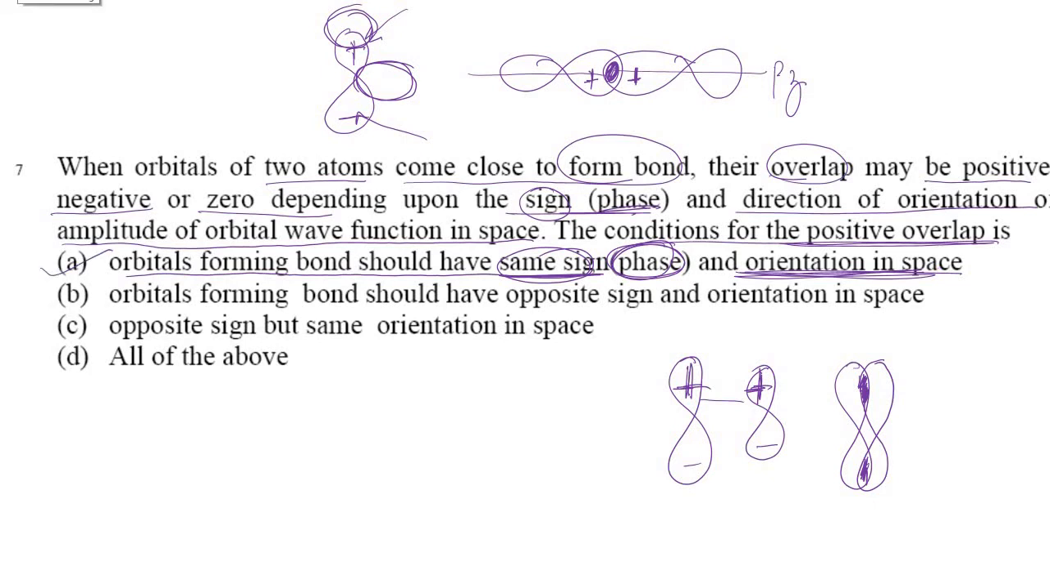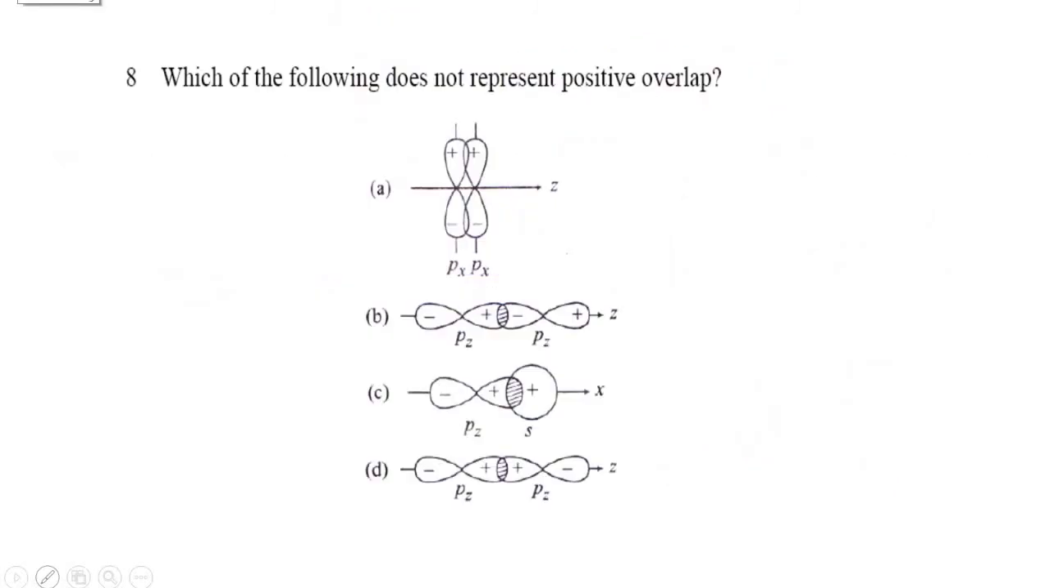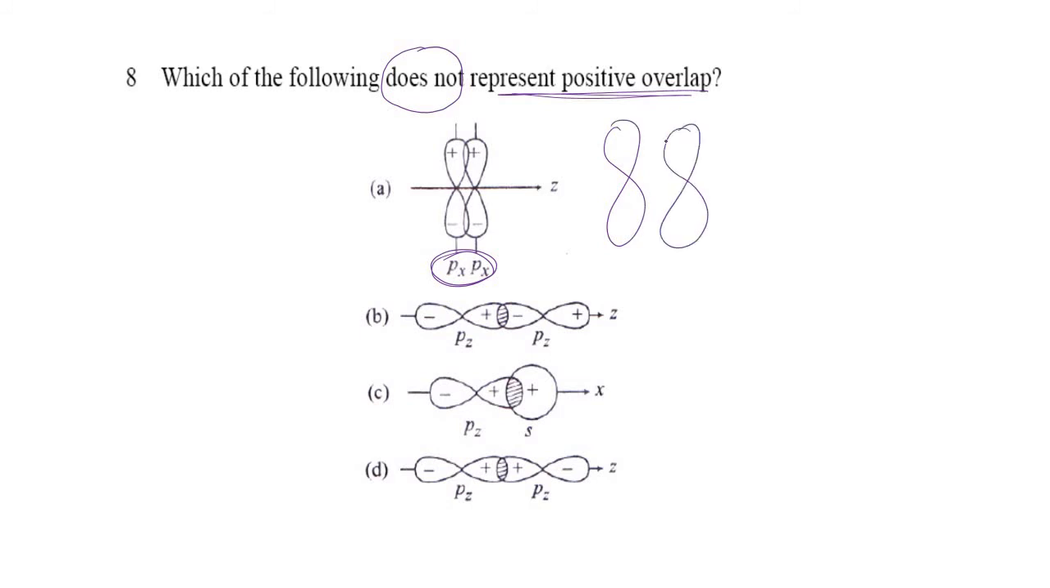And now we'll move to the next question. The next question: which of the following does not represent a positive overlap? So the question is, does not represent a positive overlap. Let us see the options. So if you see the options, these are px orbitals. The px orbitals are like this, along the x axis, and you can see both lobes have positive, that is the same sign.